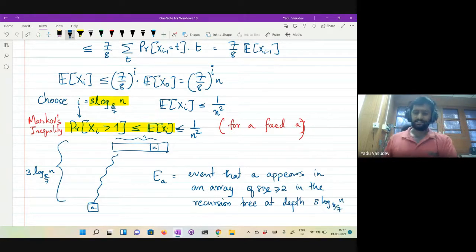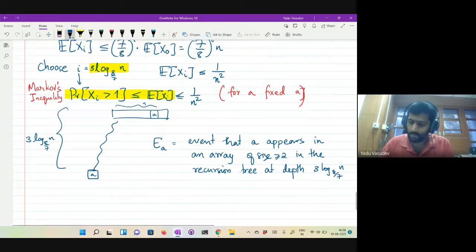So let's just consider this event. You have this recursion tree. The event that we're looking at is the fact that the element A appears in an array of size greater than or equal to 2 at a depth of 3 log n to the base 8 over 7. If every element finishes by that level, then you've basically sorted the array completely. It's only when you've gone down to that depth and there are still larger arrays that you need to sort them again, with more steps of quicksort. Otherwise, everything stops at that level. Everyone is in a singleton array, which means the entire array has been sorted. So this probability is what we have just bounded.